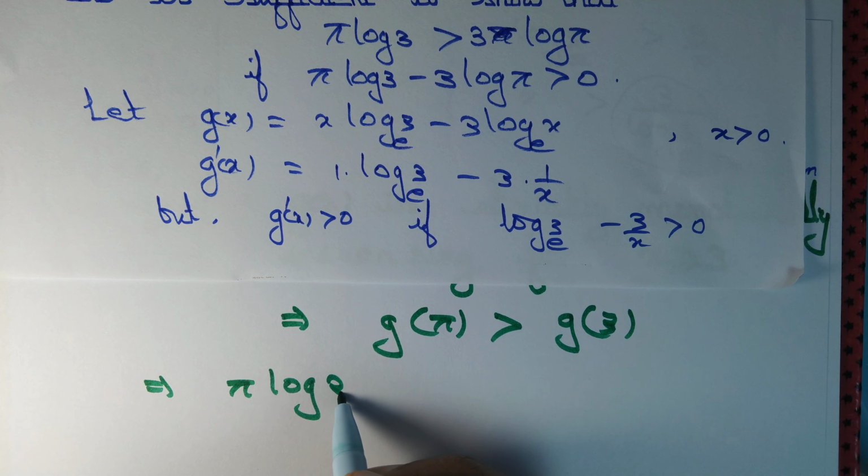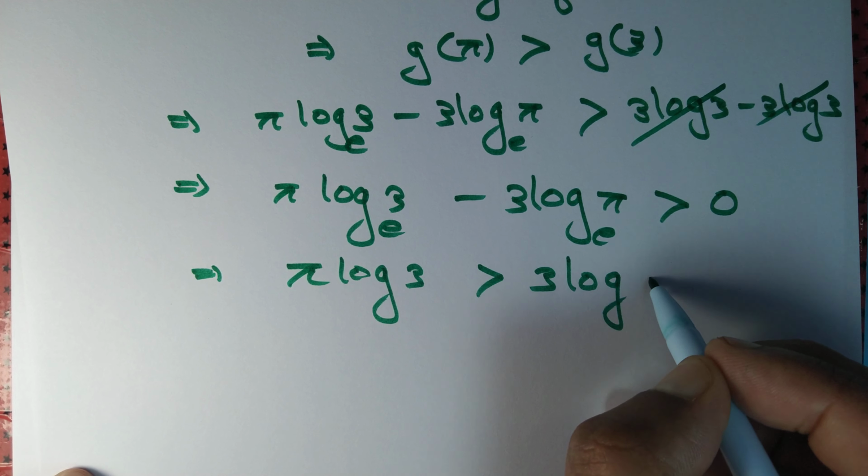That is greater than g of 3. g of 3 is 3 times log 3 minus 3 times log 3, which cancels to 0. So I can say that pi times log 3 minus 3 times log pi is greater than 0. We can take this number to the other side to say that pi times log 3 is greater than 3 times log pi, and we are done.